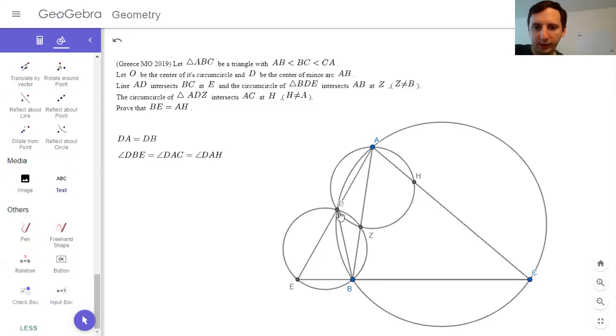So we have angle EBD is equal to angle ACB. Let's see. How do I get one more angle? So angle EDB, I want to show is equal to angle ADH. Is that obvious? Let's see. Oh, well, I can show angle AHD is AZD is DEB. Okay, and that does it.